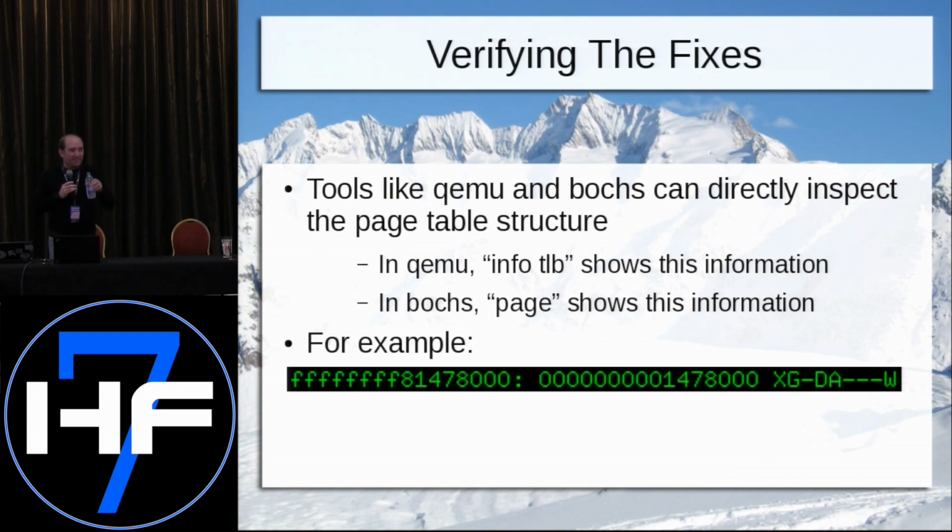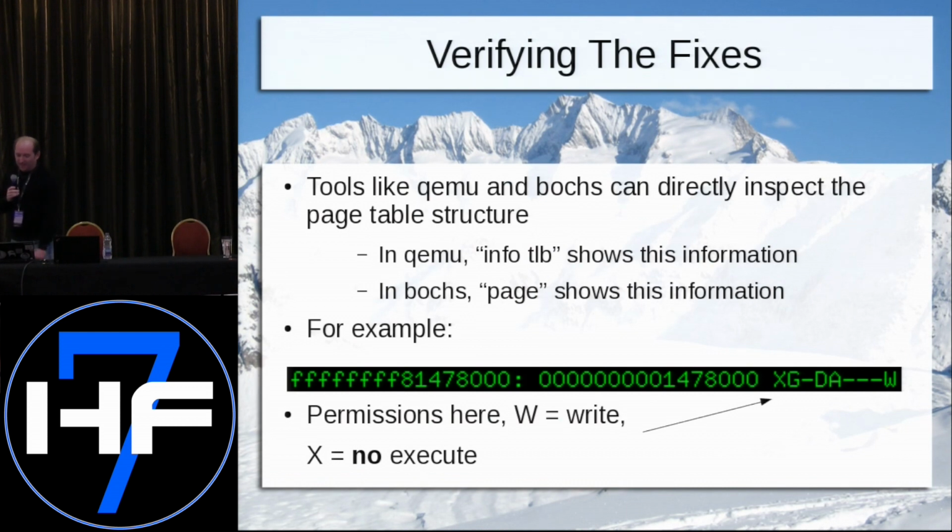It's writable and executable, and that's bad, right? Well, for some reason, QEMU decided that X meant no execute. So that was a little bit confusing for a while. I applied a bunch of permissions, and then I went, wait a minute, all of my pages are executable. No, the X there actually means no execute.